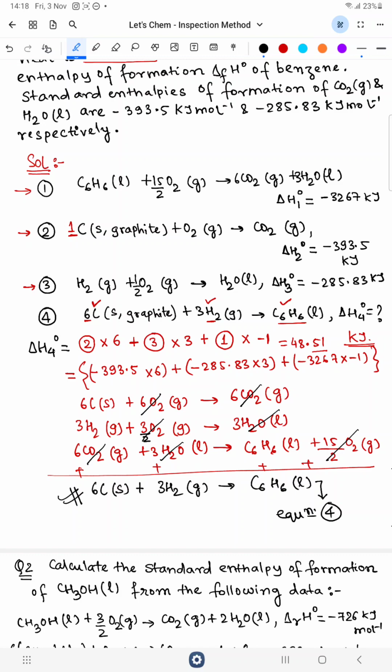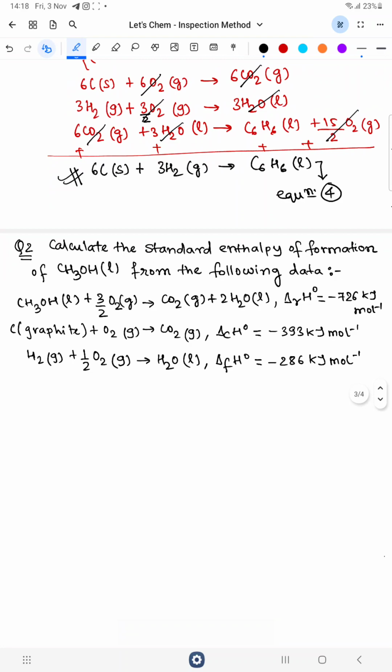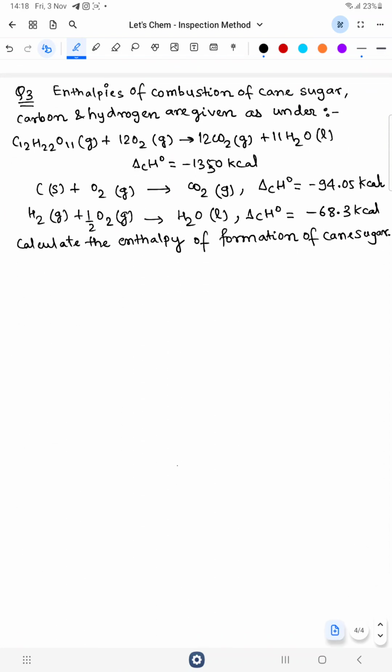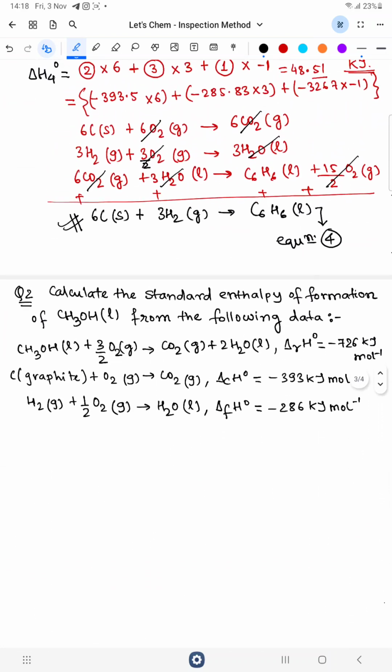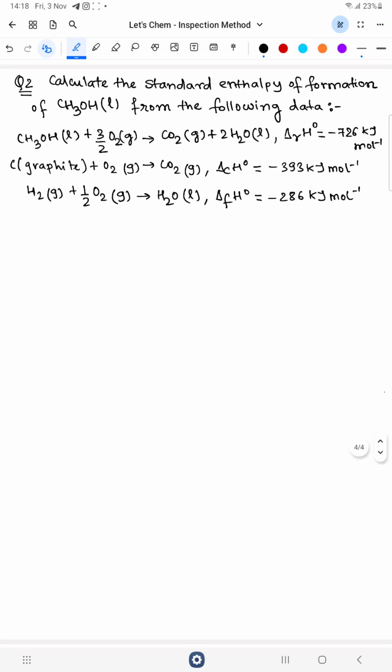So this proves the genuineness of the steps and of the inspection method. If you want to try it once again, I will show you one more, and one question is for you. You have to solve it on your own. I'll show you this question for 2-3 minutes, but before that let's solve this numerical. So what are they saying here?